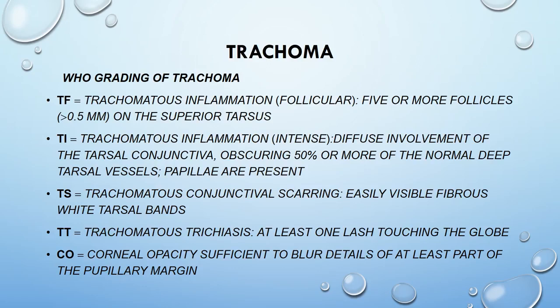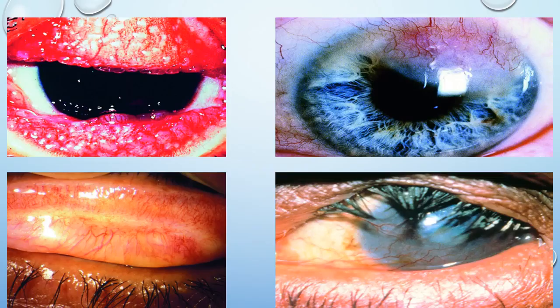Papillae are present also. TS, trachomatous conjunctival scarring: easily visible fibrous white tarsal bands. TT, trachomatous trichiasis: at least one lash touching the globe. CO, corneal opacity: sufficient to blur details of at least part of the pupillary margin. Here we can see the signs of trachoma inflammation.